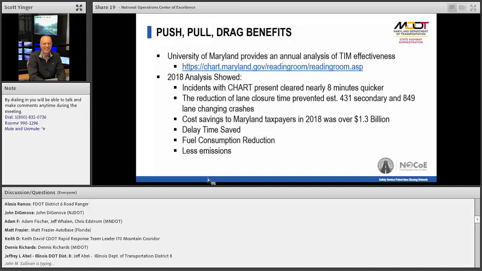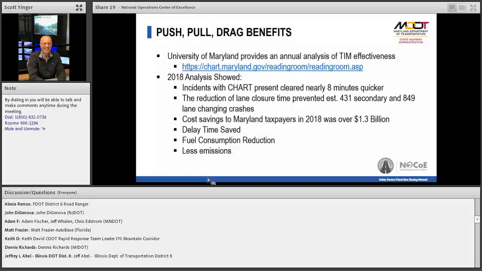So in 2018, their analysis showed that incidents where CHART was present were actually cleared on average 8 minutes quicker than if CHART was not present. So that helps to show that there is an advantage to having a traffic incident management program and some specialized groups. We find that difference is shrinking a little bit as the training gets out there and others begin to employ these methods, law enforcement, fire rescue, and the like, so that even if CHART's not there, we're clearing things quicker, but still an 8-minute reduction on average is pretty extensive.